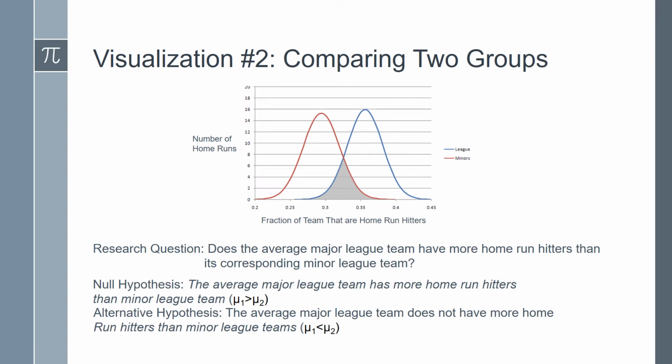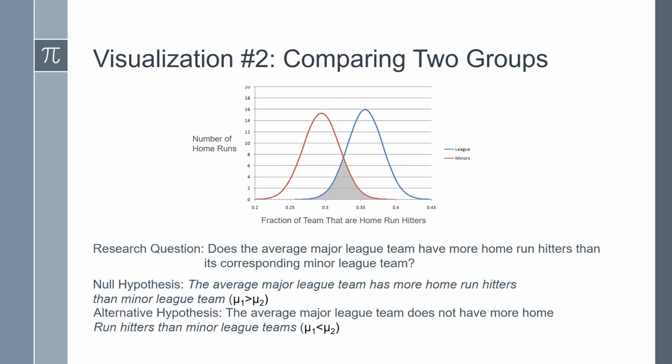So the second visualization that we have, hypothesis testing, is comparing two groups. We see on the x-axis the fraction of team that are home run hitters, and on the y-axis the number of home runs. Okay, so we're looking at two different types of variables here. The first one is the major league team, and the second is the minor league team.